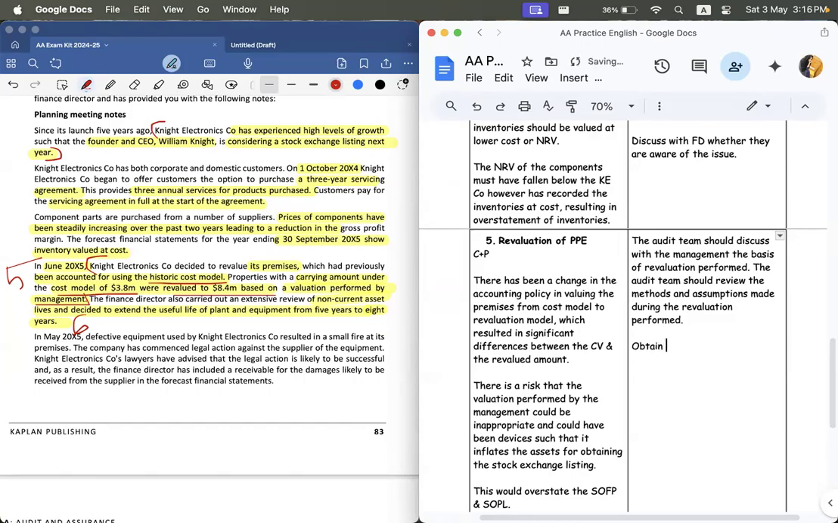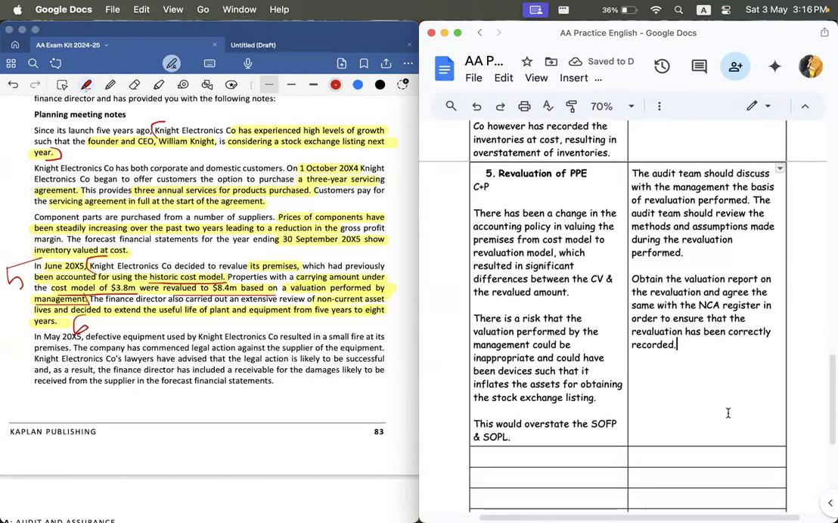So obtain the valuation report on the revaluation and agree the same with the NCA register, in order to ensure that the revaluation has been correctly recorded. Full stop. Clear? We'll stop here.